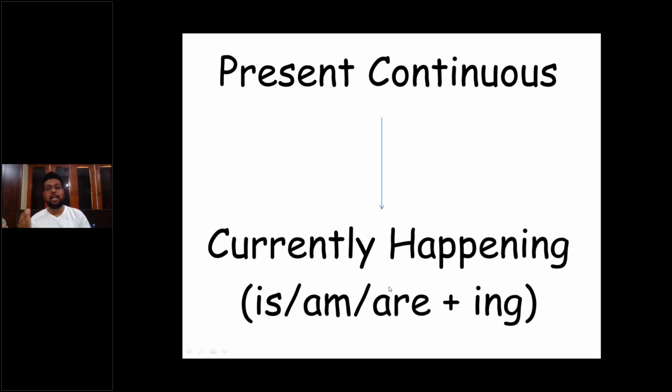Now let's come to present continuous. If something is currently happening, then it is present continuous tense. For example, I am teaching, she is playing, they are working. So there are three things: is, am, are plus the ing form of verb.